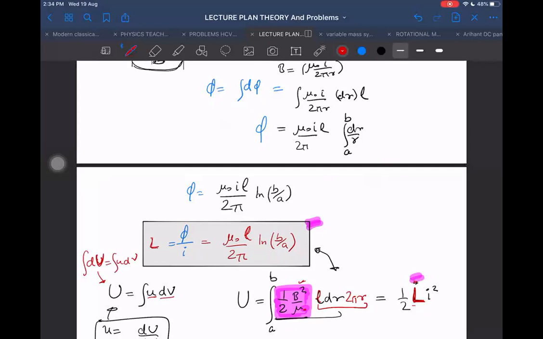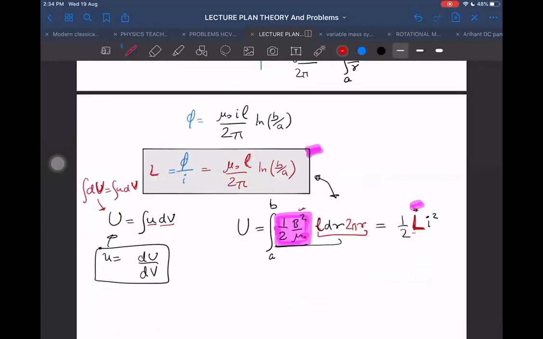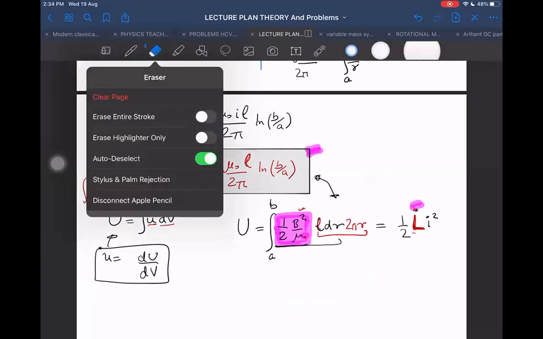Okay. Chandan. Yes, sir. Right, good. So fine, we understood this part.